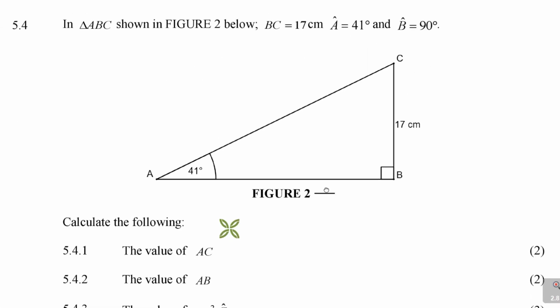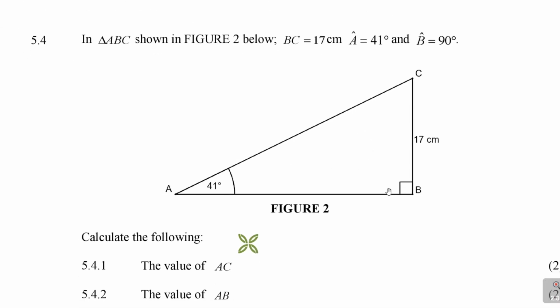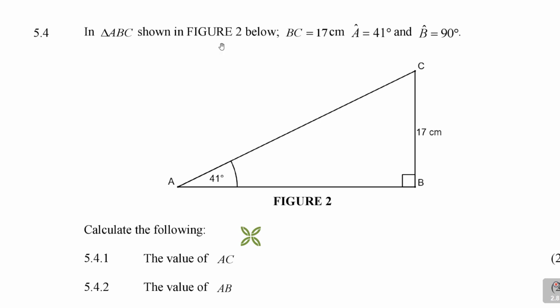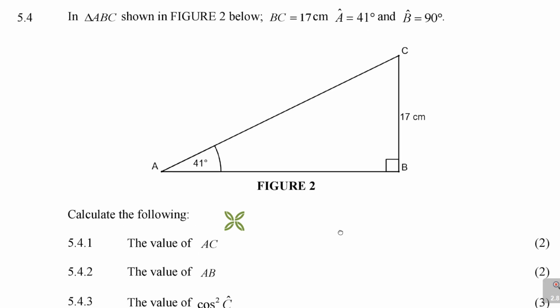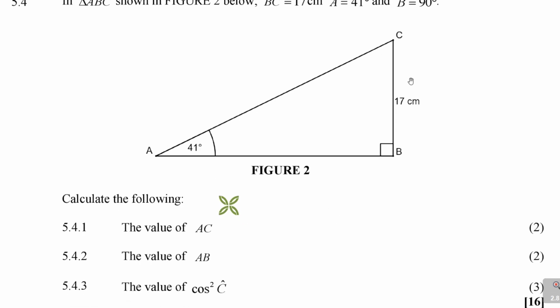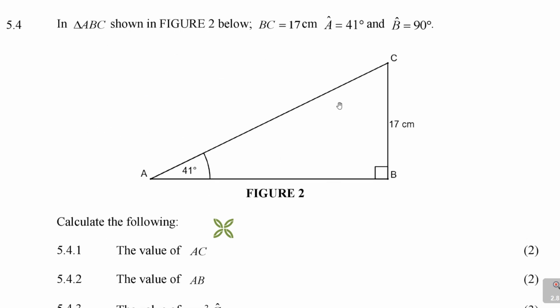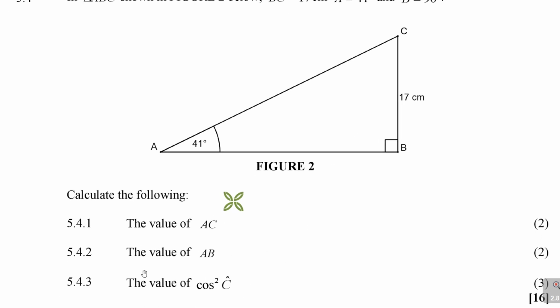We're here, guys. There it is, 5.4. Look at this question. ABC is shown in the figure below. Then it's a right angle triangle. Calculate the value of AC, guys. AC there. Okay, let's look at this one. That's the SOH CAH TOA in action there. AC, AB. The value of cos squared C. What do you say, guys?